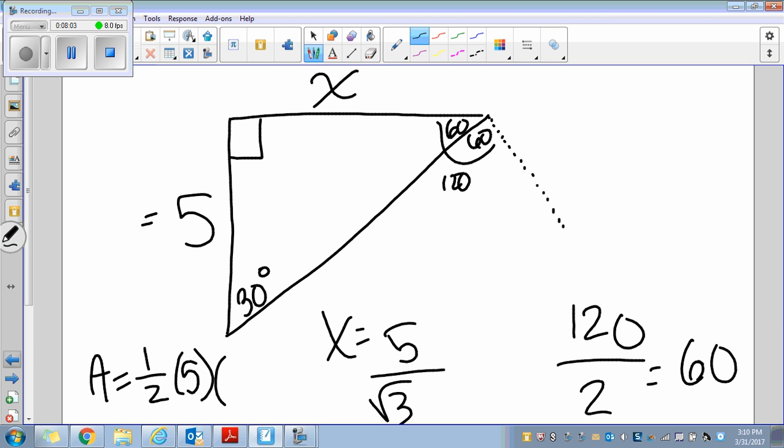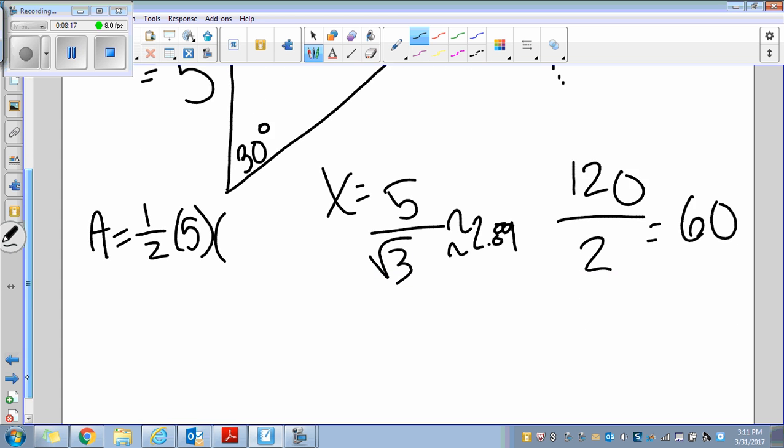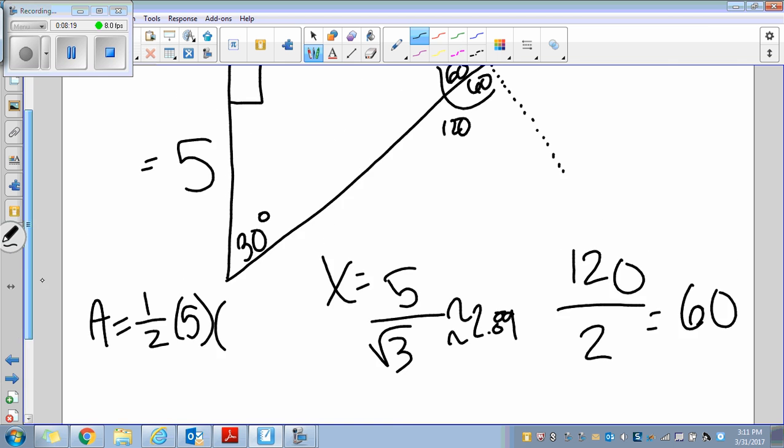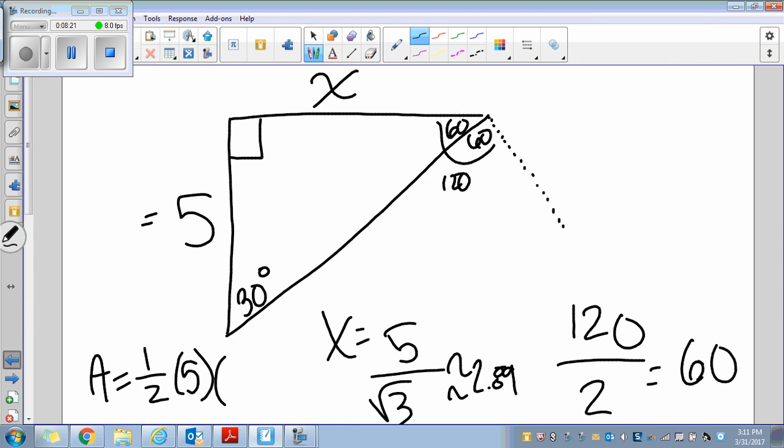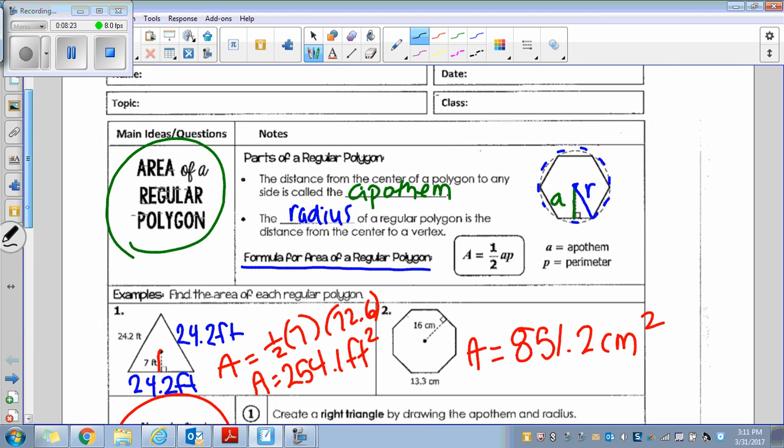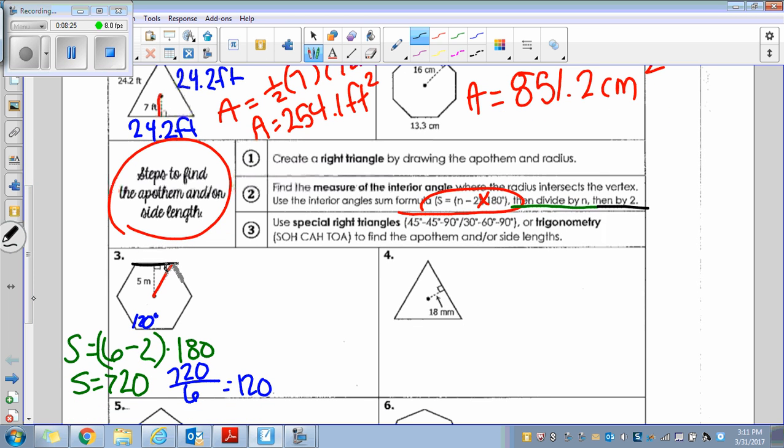And that's approximately 2.89. You don't have to rationalize the denominator. It's okay to just round to the nearest hundredth or nearest tenth. So we found what x is, and that is just the little half part of the whole side of the hexagon, 2.89. In order to get the whole side, I have to multiply that with 2.